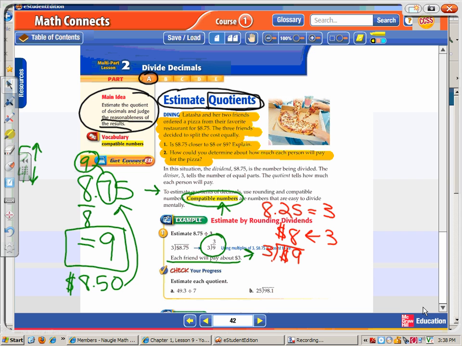So let's move down here and look at a couple more. I'm going to bring the screen down.